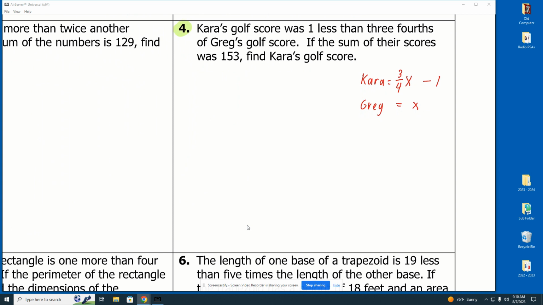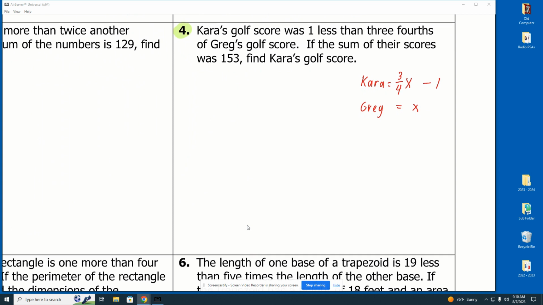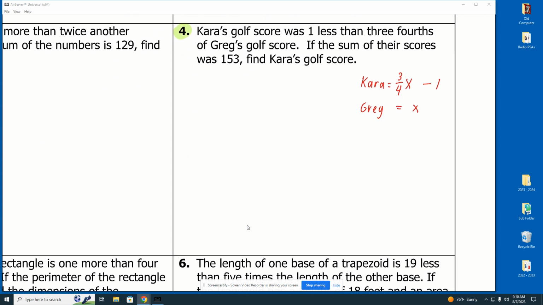She's 1 less than 3/4 Greg. So 3/4 x minus 1. Does that make sense? Now that we've compared these two, and we have equations for both of them, Greg being the one that everyone was compared to, x, and then Kara now, who's 3/4 x minus 1, what does it say about their scores? What equals?